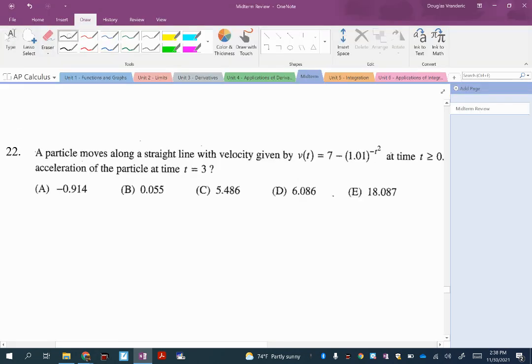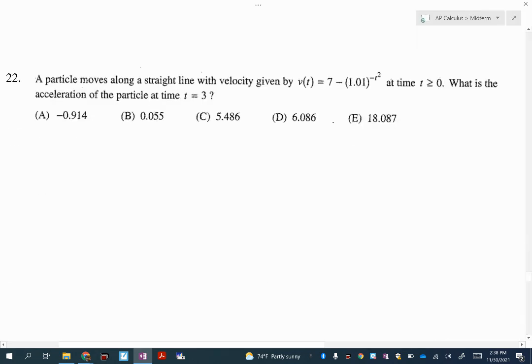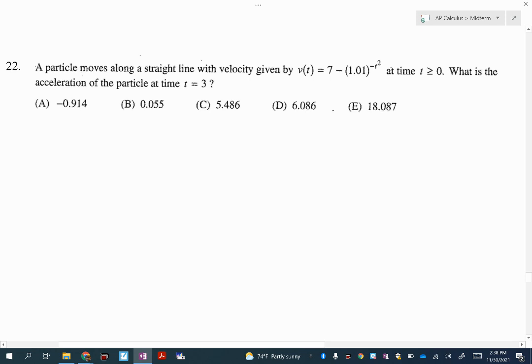Okay, 22. All right, they're giving us the velocity function. We want to find the acceleration. So kind of like we talked about before, you have position, then velocity, then acceleration. So we need to find the derivative of this velocity function, 7 minus 1.01 to the negative t squared. All right, so the derivative of 7 is just gone. So I have that negative sign.